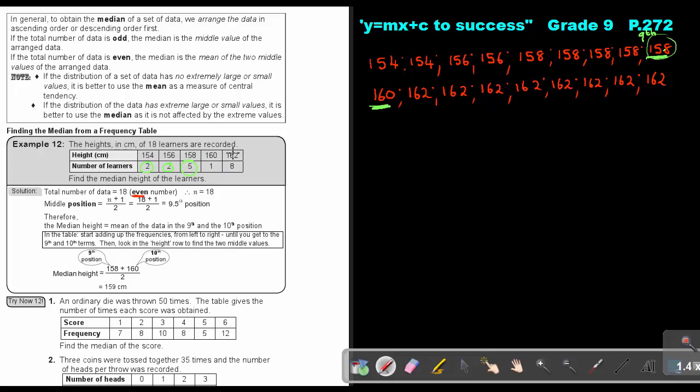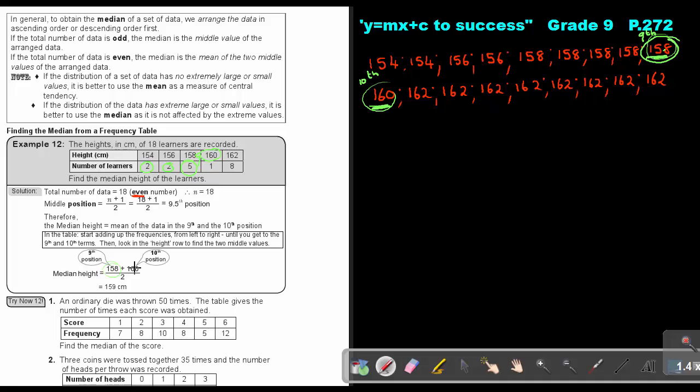And up to there will be the 18th. So this will be the 10th. So basically, you start adding up until you find the 9th. Then you look up to find that value. And what was that value? That value was 158. If you come to the 10th, you look up to find that 160.